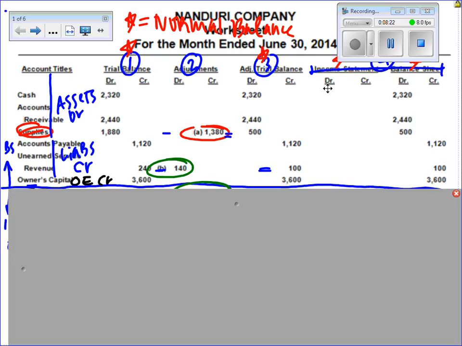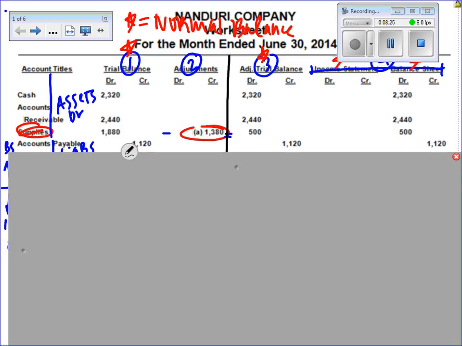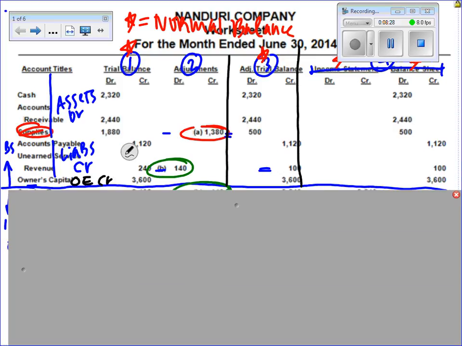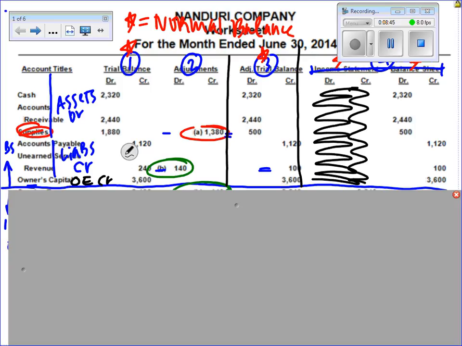You now take these balances and extend them over to where they need to go. Are they income statement or balance sheet accounts? Well, they're assets, liabilities, and owner's equity. That tells me I don't need to use the income statement columns. If you feel comfortable Xing them out like that, what line is owner's capital on for you? 6. So you can basically get rid of all of the income statement columns for that top half, because you don't need them. Don't get rid of them on the bottom half.